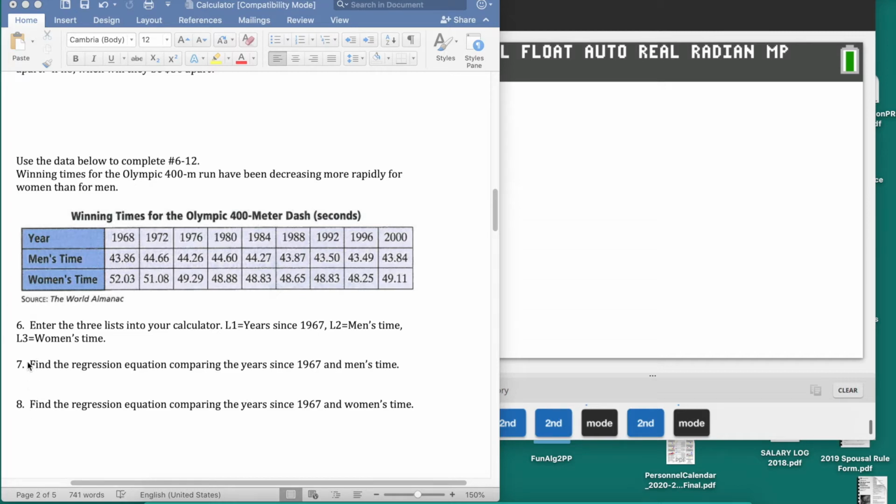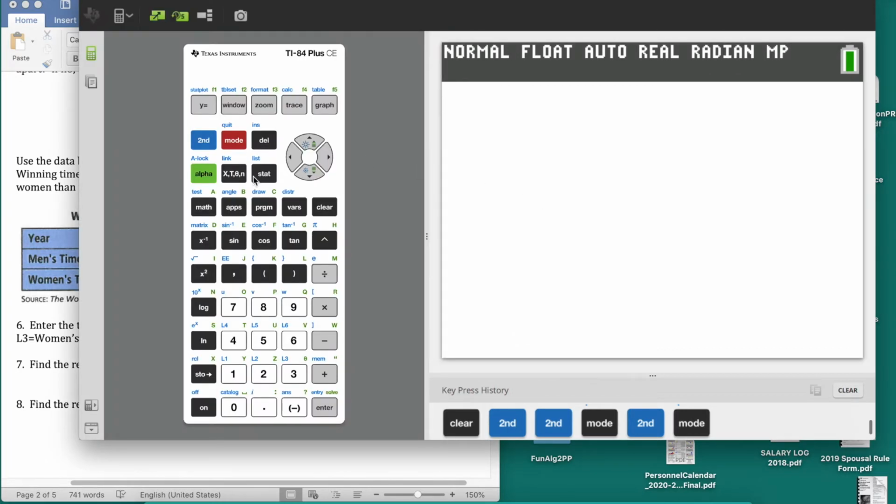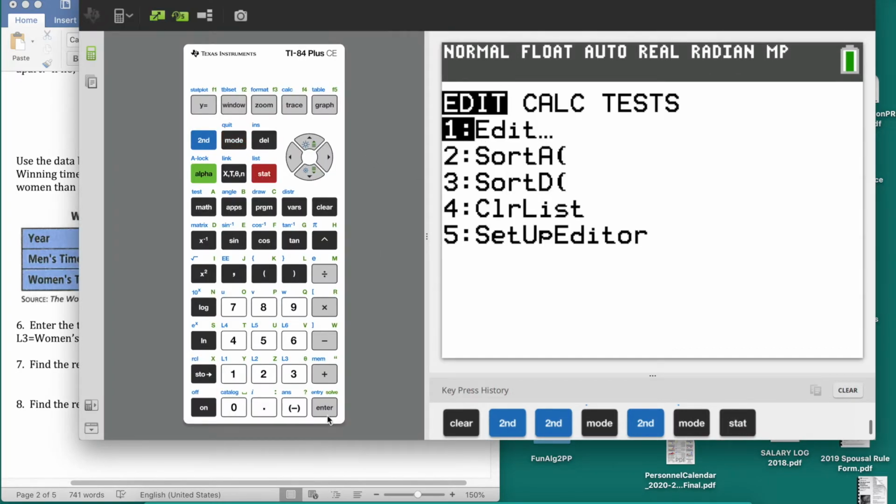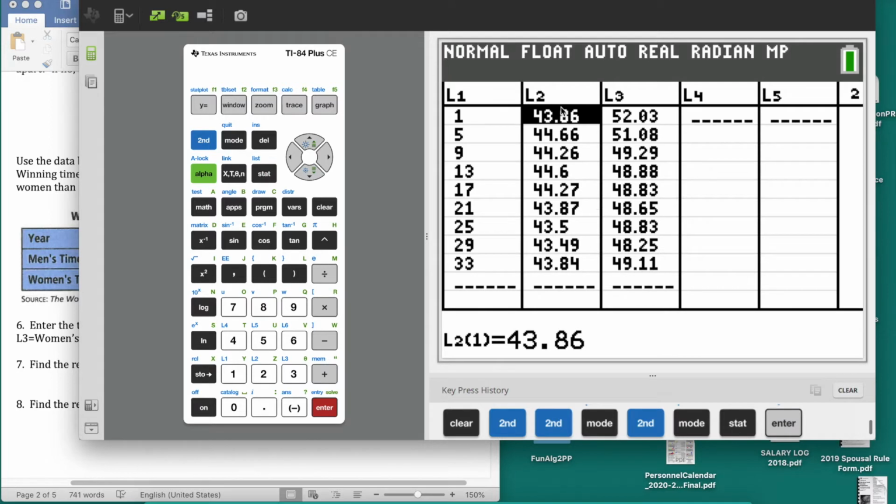Now, 7 and 8 are asking us to find the regression equation for both the men's, and 8 is asking for the women's. So I'm going to go to my calculator. That's the first thing we're going to do. Okay, look at the calculator, stat, edit, and there are my 3 lists.